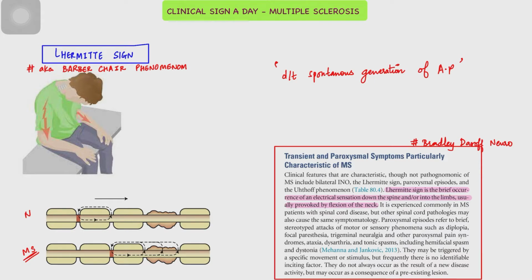of the neck. So these two signs which I am going to discuss, Hermite sign and the Uhthoff phenomenon, are transient and paroxysmal symptoms of MS. So why are they transient? For that we have to see the pathophysiology of MS.